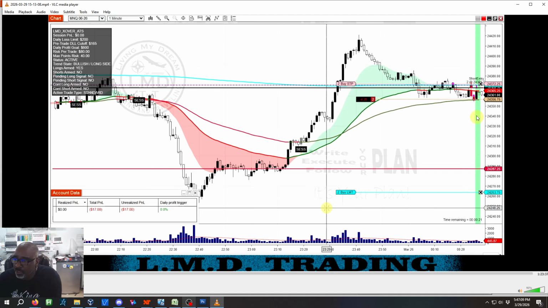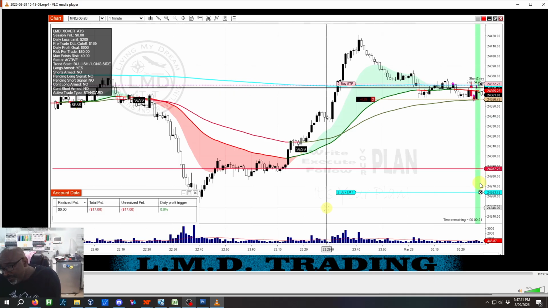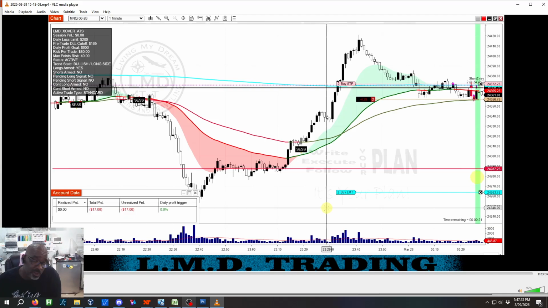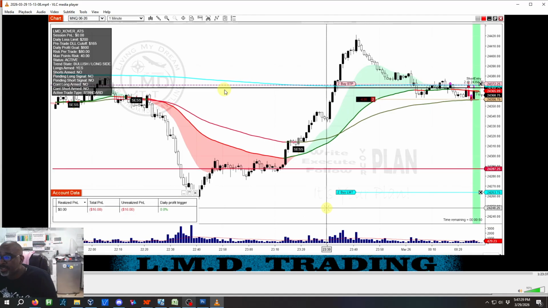So the first one is 3R. If this trade goes 3R, it's going to trigger and put a stop at 2.25R. If it continues further, if it goes to 5R, it's going to put a stop at 3.75R. And then if it can hit target, it'll hit target. But let's watch it play out real quick.